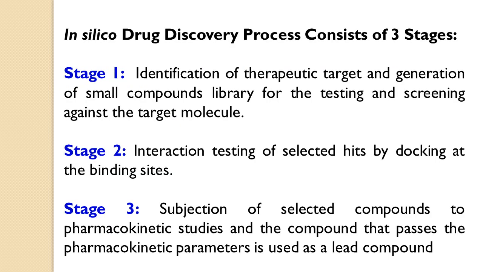In silico drug discovery process consists of 3 stages. Stage 1: identification of therapeutic target and generation of a small compounds library for testing and screening against the target molecule. Stage 2 is interaction testing of selected hits by docking at the binding sites. Last stage: subjection of selected compounds to pharmacokinetic studies, and the compound that passes the pharmacokinetic parameters is used as a lead compound.